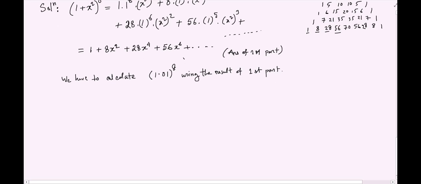So now we can write that 1.01 is equal to 1 plus x square. We have to compare these two expressions, 1 plus x square and 1.01. So let 1 plus x square equal 1.01, then x square is equal to 1.01 minus 1, or x square equal to 0.01, or x equal to root over 0.01.